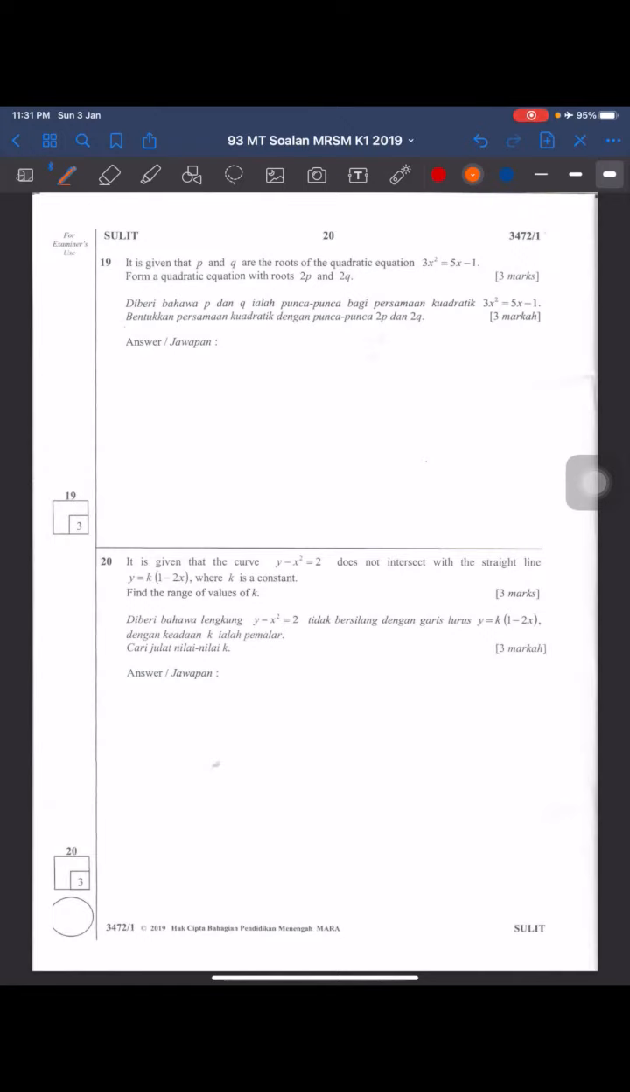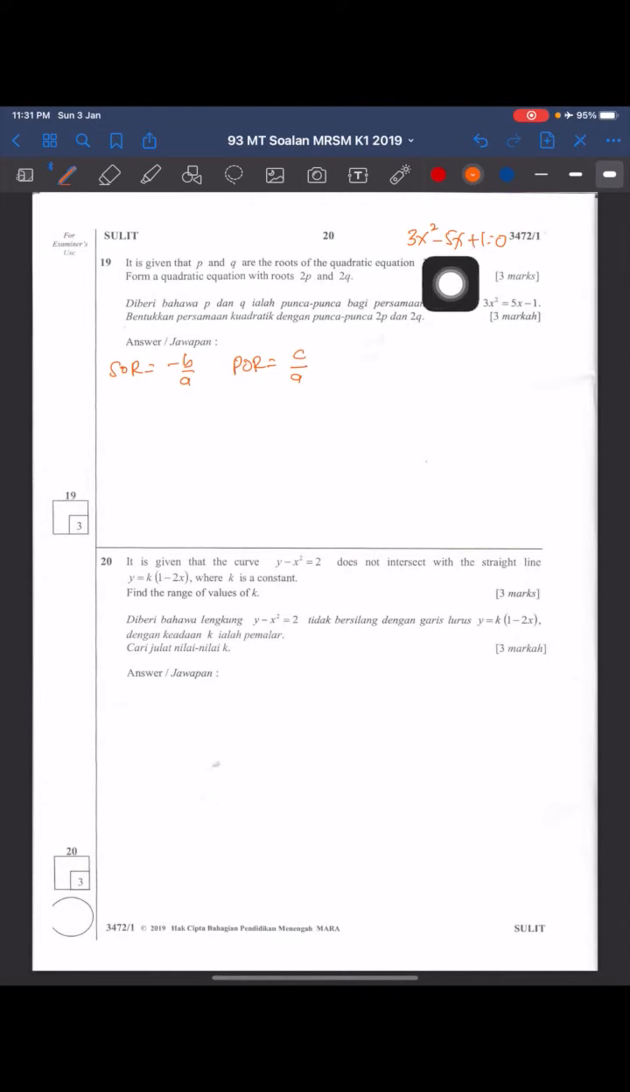Okay, so first, apa yang kita kena buat? Kita kena cari dulu dia punya sum of roots and product of roots. Okay, first, please make sure that this equation is in general form. Okay, so susun dulu. So we have 3x squared minus 5x plus 1. Okay, so kita tahu sum of roots is negative b over a. Product of roots is c over a.